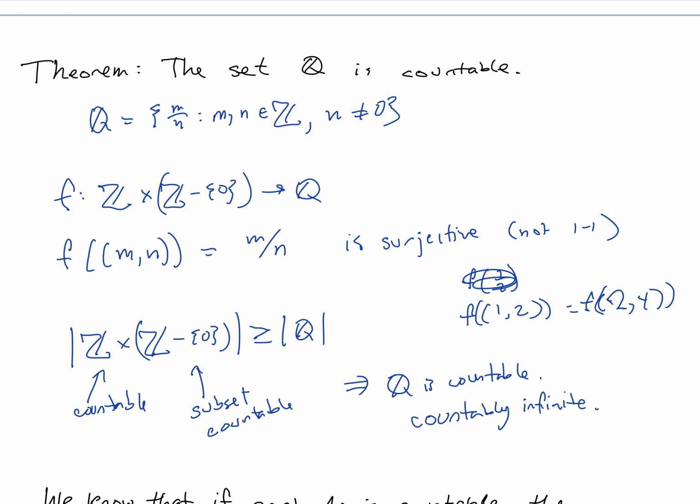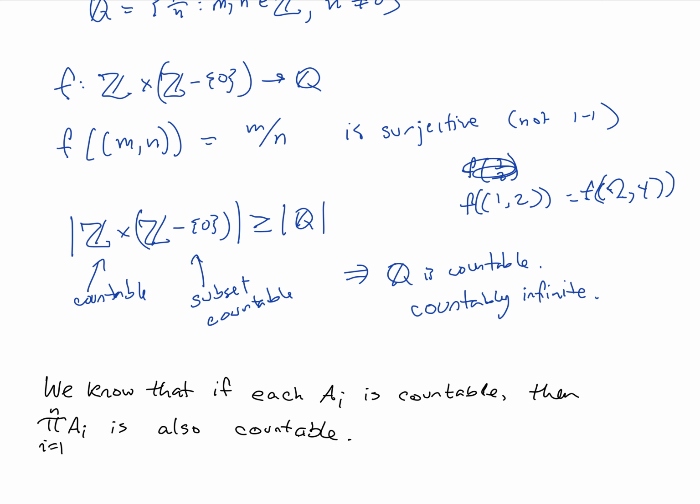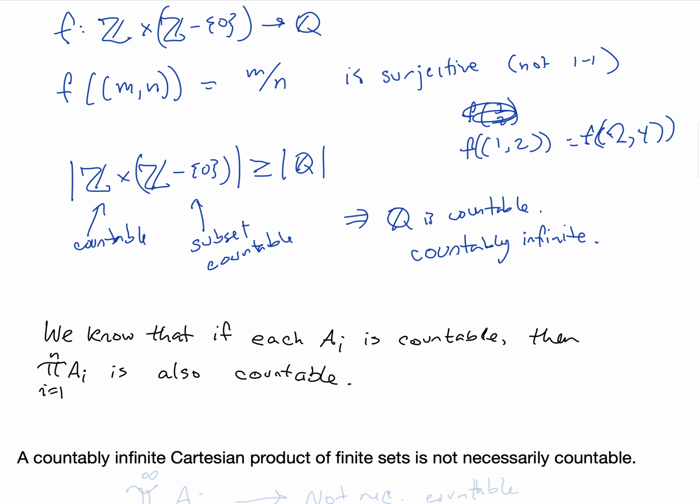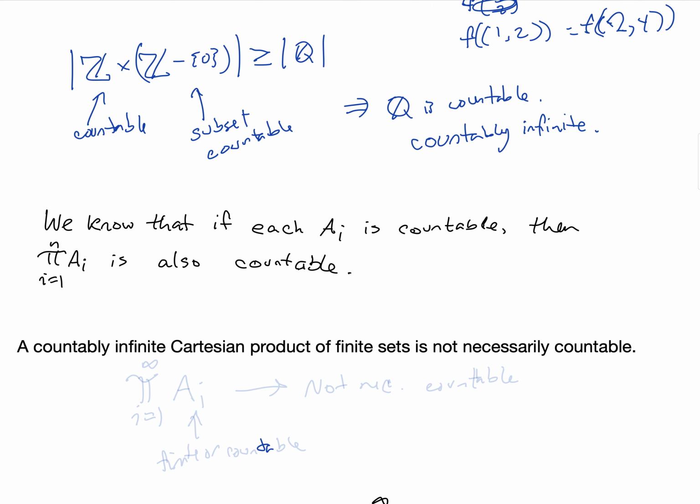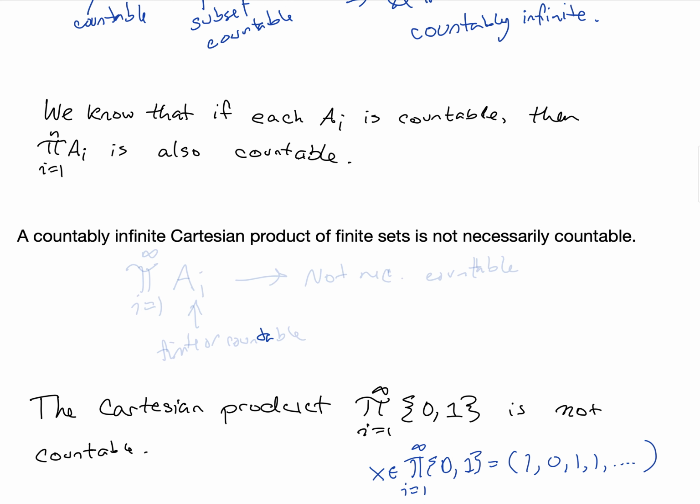As we said, we know that if each Ai is countable, then the Cartesian product over a finite number of Ai, so A1 cross A2 cross A3 ... cross An, will also be countable. And we used that above to show that the set of rational numbers is countable. However, a countably infinite Cartesian product of finite sets is not necessarily countable.